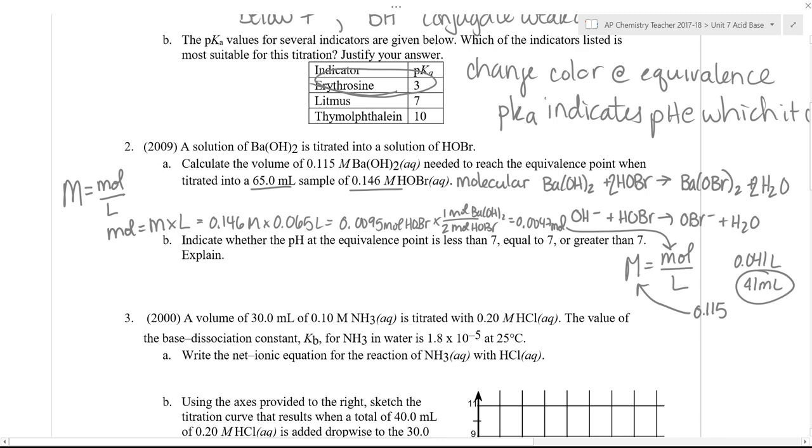Part B has to do with what we talked about in the first problem as well, where you're thinking about what is going to be present in the solution at the equivalence point. So if you look up here at your net ionic equation, the products of the reaction are OBr minus and water. So at the equivalence point, I'm just going to have OBr minus present in your solution. And since HOBr is a weak acid, that means OBr minus is its weak conjugate base. So in this case, the pH is going to be greater than 7 because at equivalence I have this weak base in the solution.